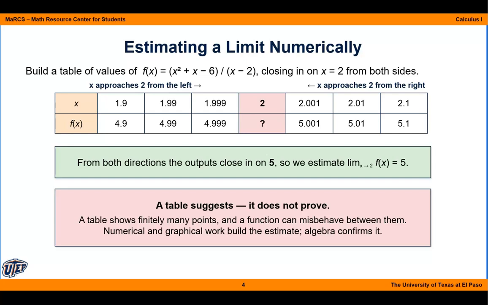However, a table only shows us finitely many selected points. A function could behave unexpectedly between those points. Therefore, a numerical table can strongly suggest a limit, but it does not prove that the limit is correct. Numerical and graphical methods help us estimate. Later, algebraic methods will also allow us to confirm exact limits.